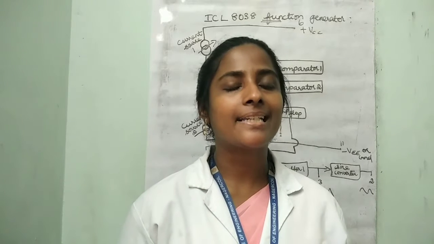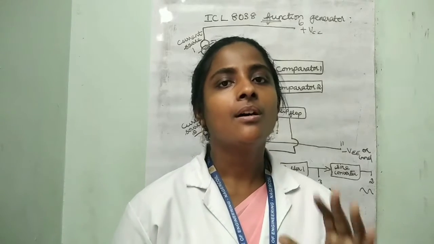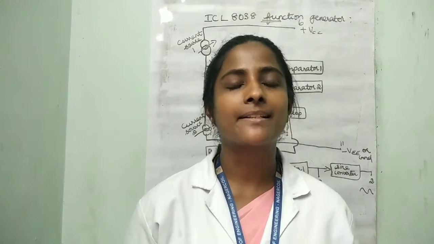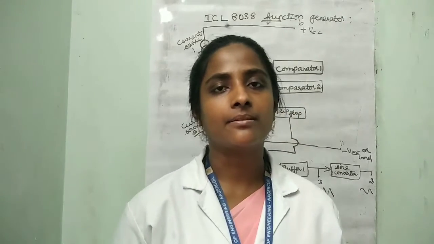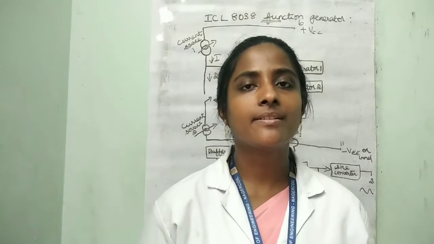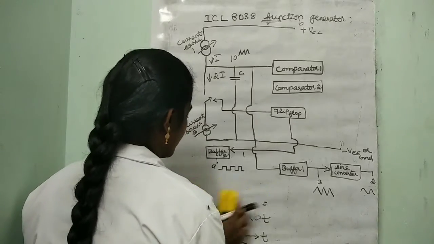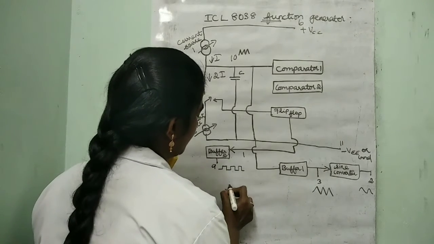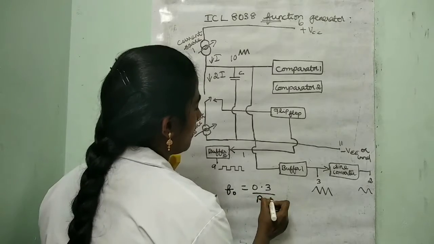Here, if RA is equal to RB is equal to R1, then RC is adjusted for 50% duty cycle. So the output frequency F0 is equal to 0.3 divided by RC.